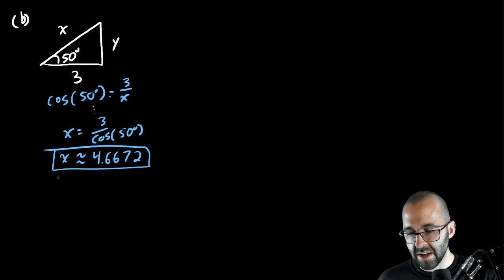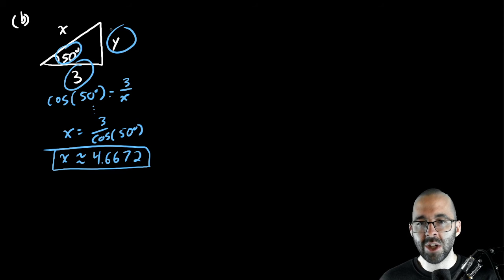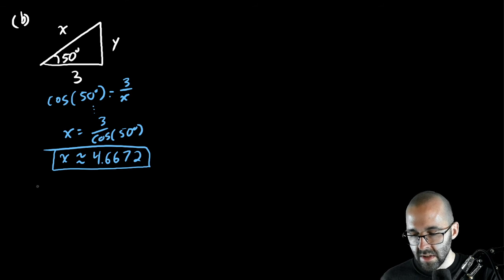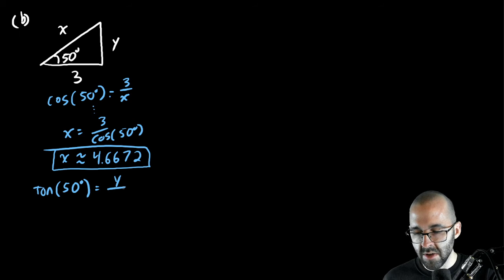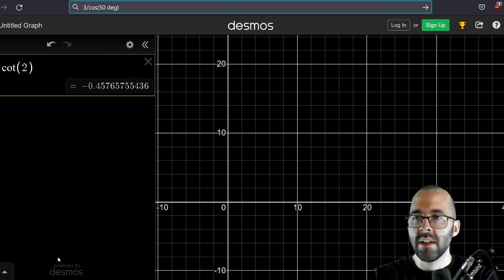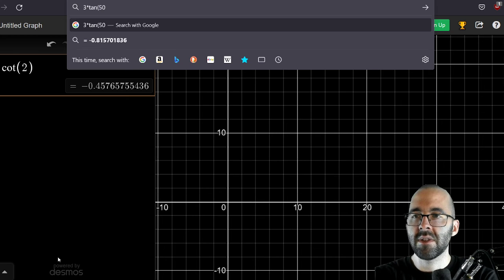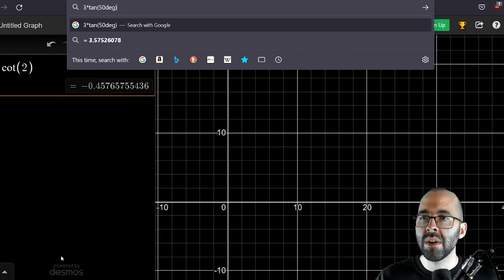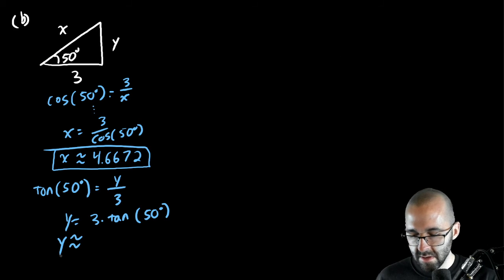And we do the same thing for y. We need to relate these three things: the opposite and the adjacent of an angle. That's going to be tangent. So tangent of 50 degrees is the opposite over the adjacent. Multiply both sides by 3, and you're going to get y is equal to 3 times the tangent of 50 degrees. And again, we'll approximate it to get a value for y. 3 times the tangent of 50 degrees. It's going to be about 3.5753.